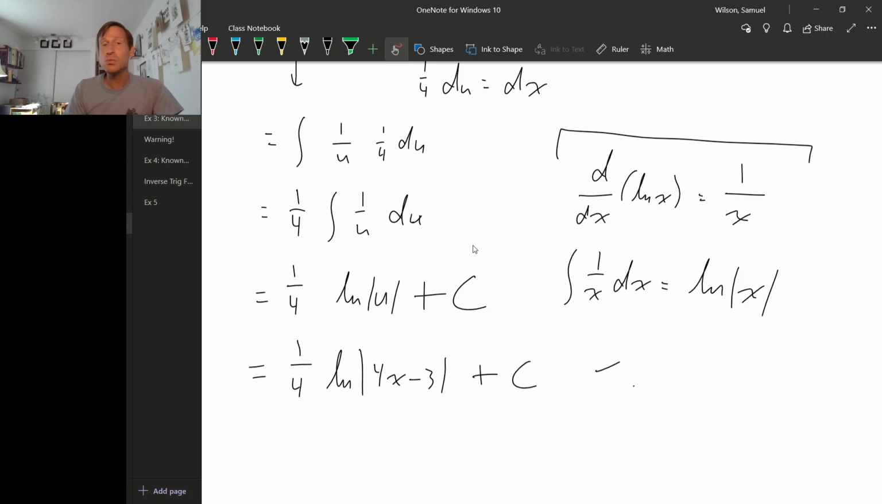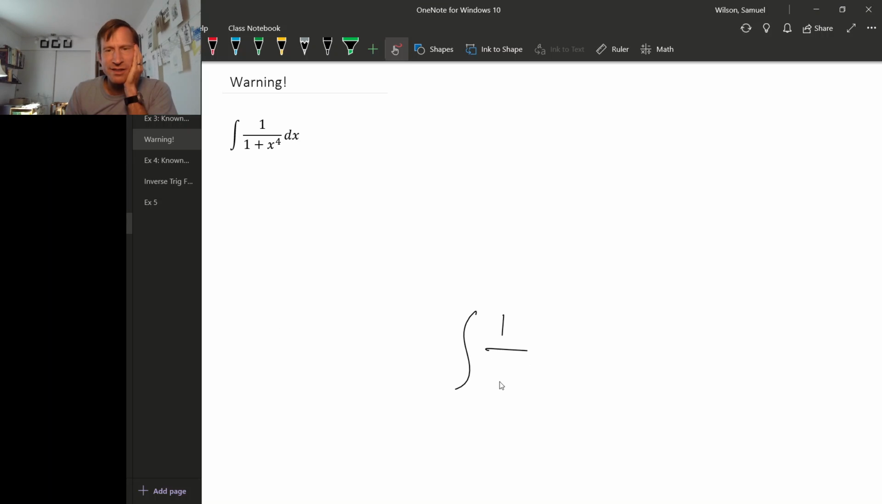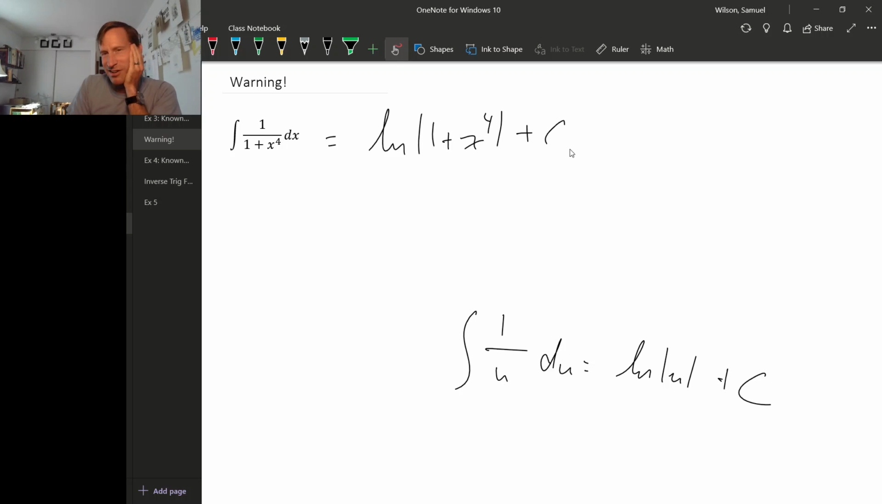Okay, there is one important thing to keep in mind with natural logs. So let's look at this example, the integral of 1 over 1 plus x to the fourth. Once you get used to using this integral formula that the integral of 1 over u du is equal to natural log of u, it's a common thing that I see that people will jump to conclusions and say, oh, well, if you integrate 1 over anything, the integral is the natural log of the stuff in the denominator, plus a constant, of course.